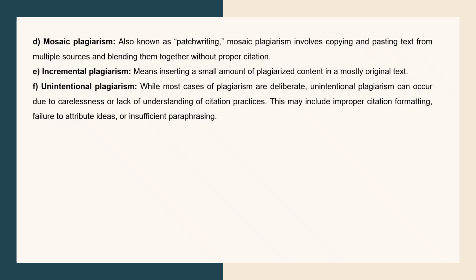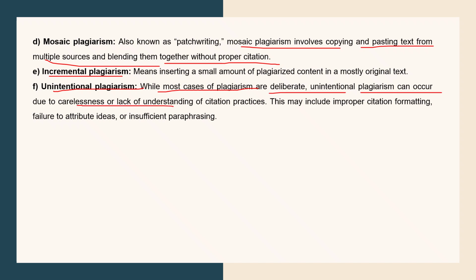Then mosaic plagiarism, also known as patch writing. Mosaic plagiarism involves copying and pasting text from multiple sources and blending them together without proper citation. Then incremental plagiarism means inserting a small amount of plagiarized content in mostly original text. Then unintentional plagiarism. While most cases of plagiarism are deliberate, unintentional plagiarism can occur due to carelessness or lack of understanding of citation practices. This may include improper citation formatting, failure to attribute ideas, or insufficient paraphrasing. So these are different types of plagiarism.